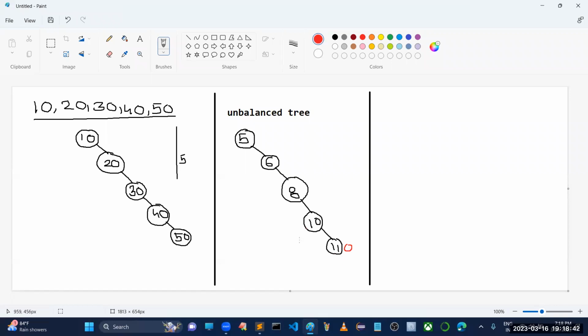In this node, what is the left subtree? 0. What is the right subtree? The right subtree height is nothing but 1. So 0 minus 1, your result will become -1. Sir, up to this, okay.